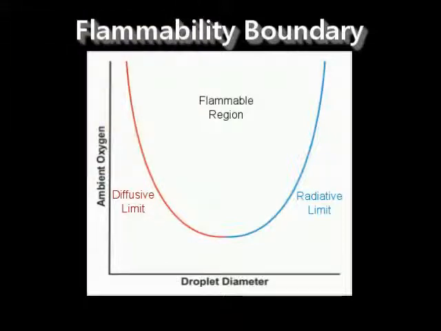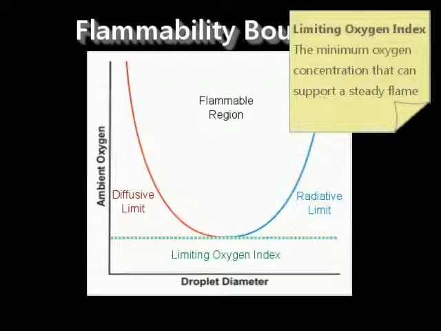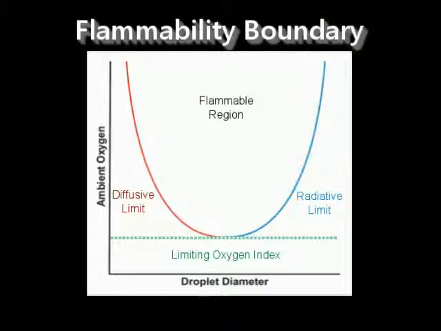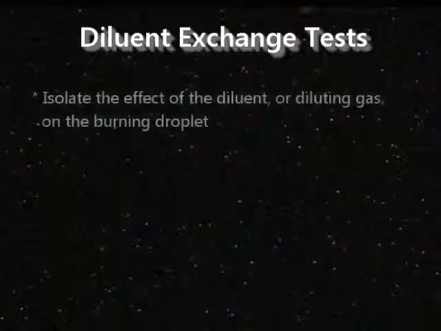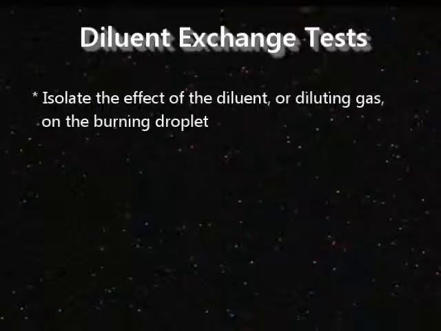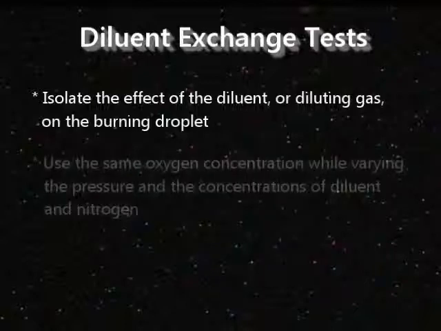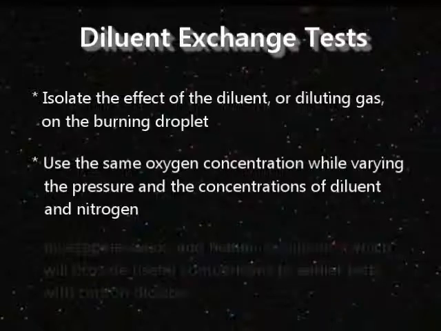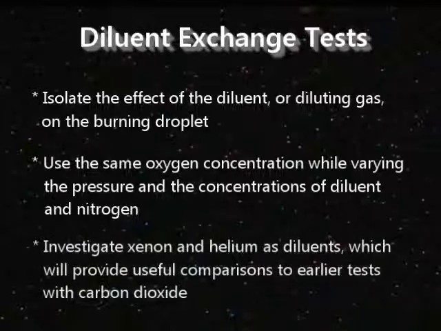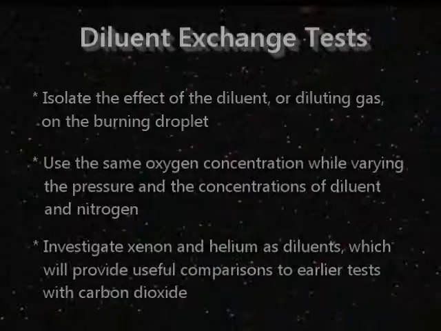The diffusive and radiative limits meet at the limiting oxygen index, which is the minimum oxygen concentration that can support a steady flame. For FLEX test points, we vary the initial fuel droplet diameters and the concentrations of oxygen, nitrogen, and the diluting gas in the ambient environment to find the diffusive and radiative limits. We also perform diluent exchange tests to isolate the effect of the diluent, or diluting gas, on the burning droplet. These tests use the same oxygen concentration while varying the pressure and the concentrations of diluent and nitrogen. This increment we're investigating xenon and helium as diluents, which will provide useful comparisons to earlier tests with carbon dioxide.